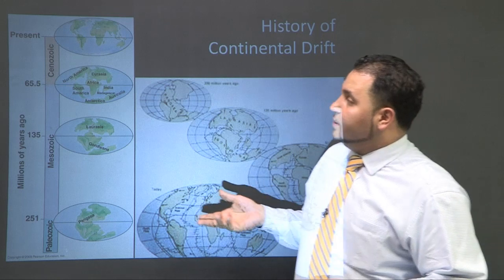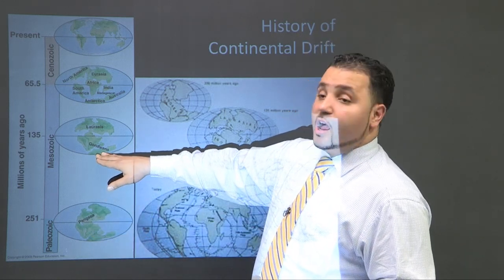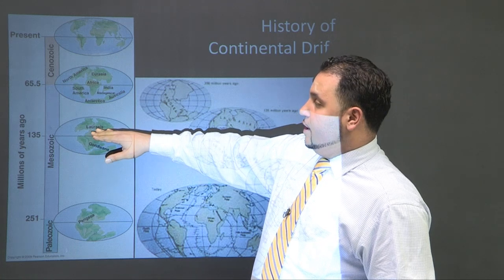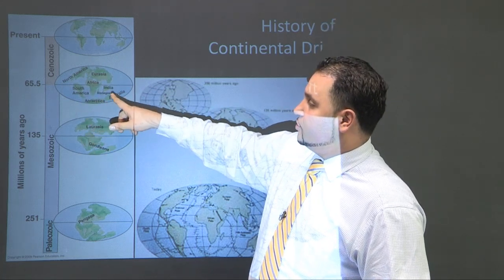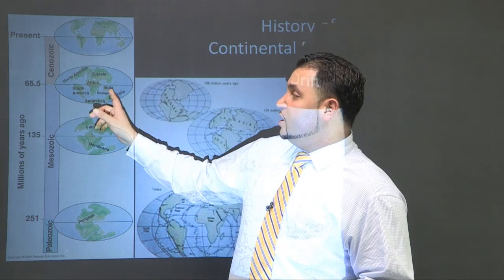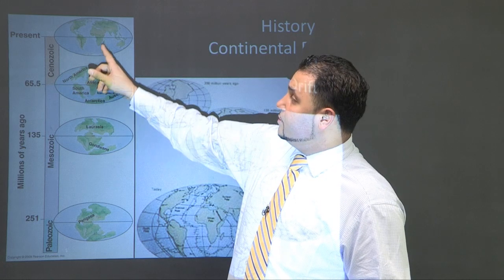All right, so this is what we see here. So this is what I was talking about. You had Pangaea, then you had Gondwana and Laurasia, and then eventually you get Eurasia, North America, South America, Antarctica, Australia, and India. Eventually, India smashes into Eurasia, and you get the Himalayan mountains as we're seeing here.